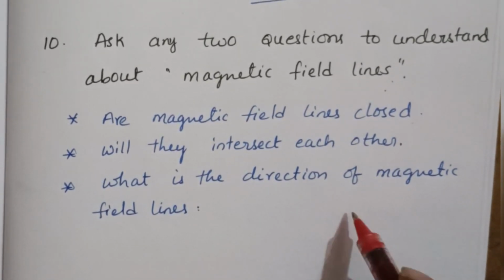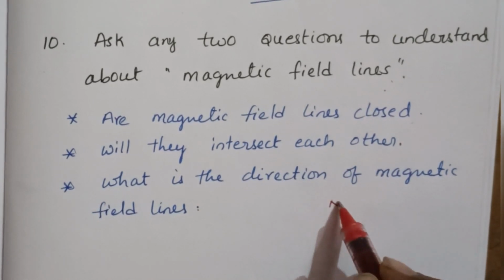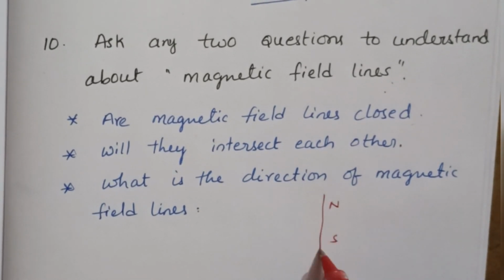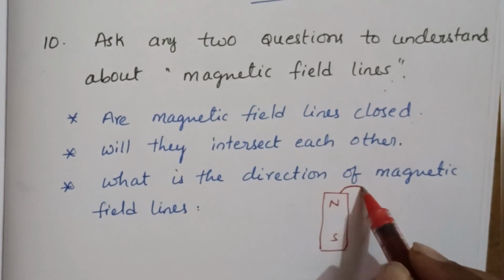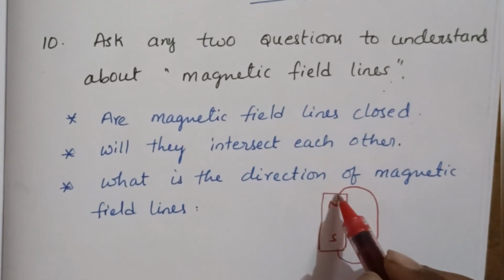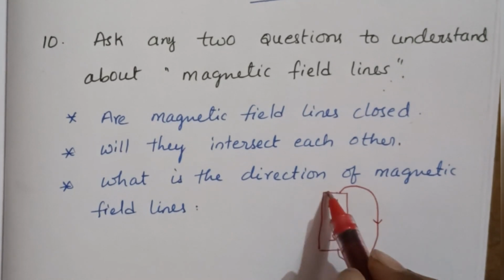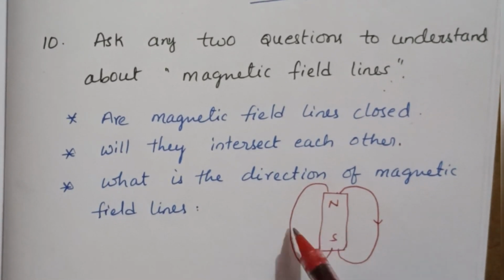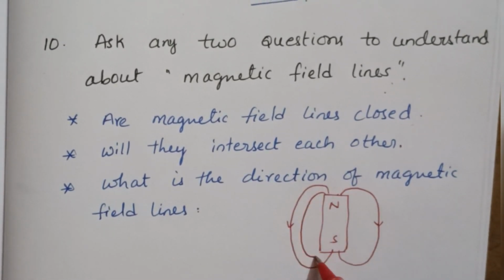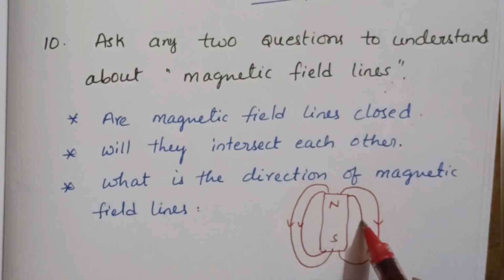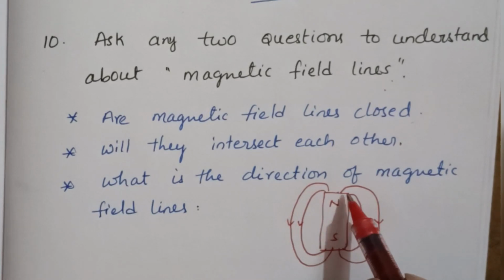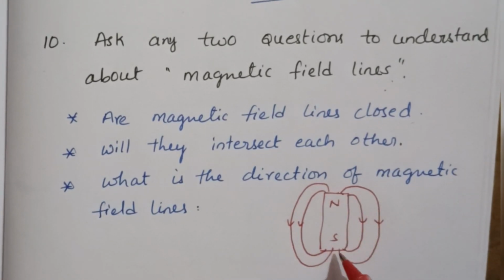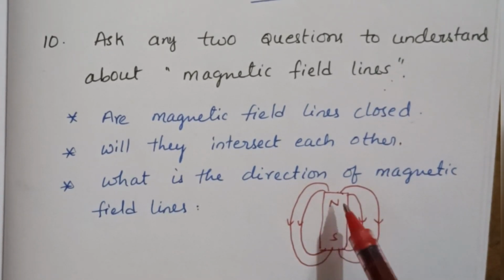For example, if you take a bar magnet, north pole, south pole, this you need not write in the exam. I am saying it for understanding. It will travel like this, from the north pole to the south pole. By seeing this, first of all, is it only from here to here? Inside the magnet, is there any field?